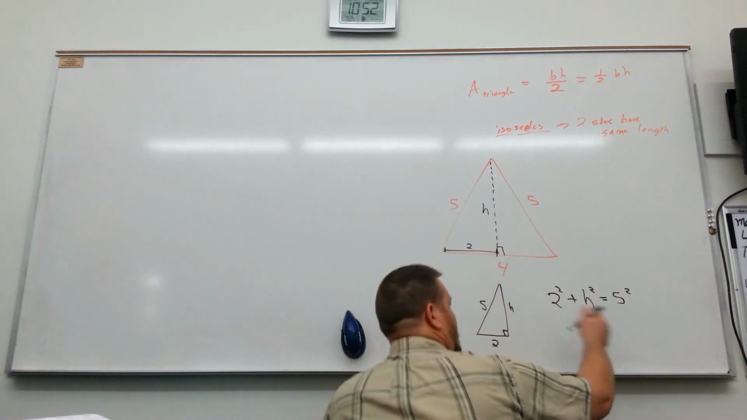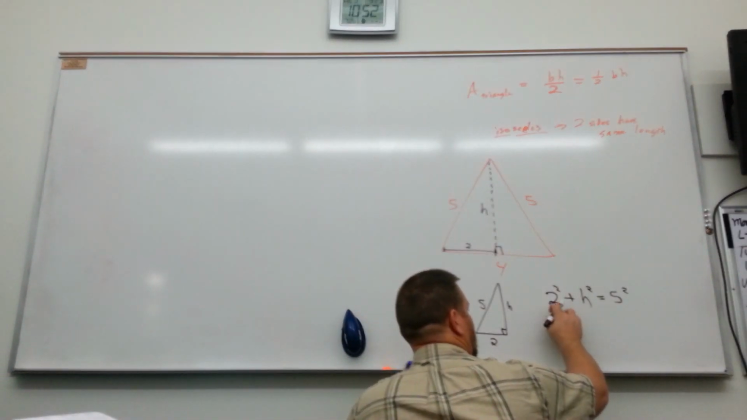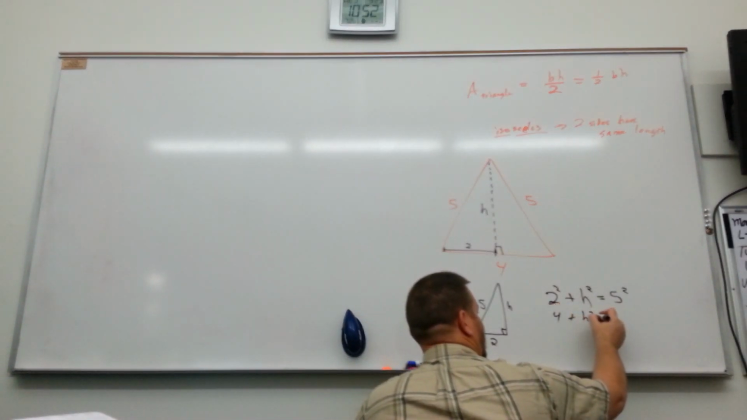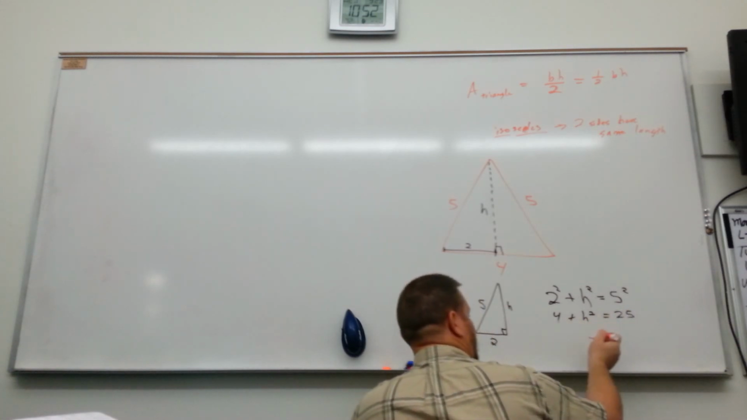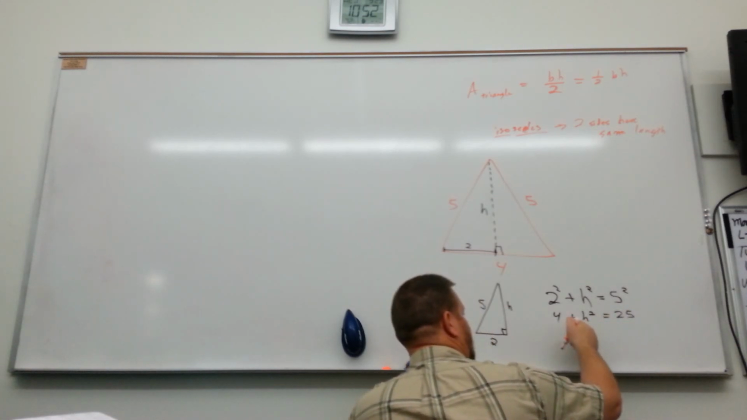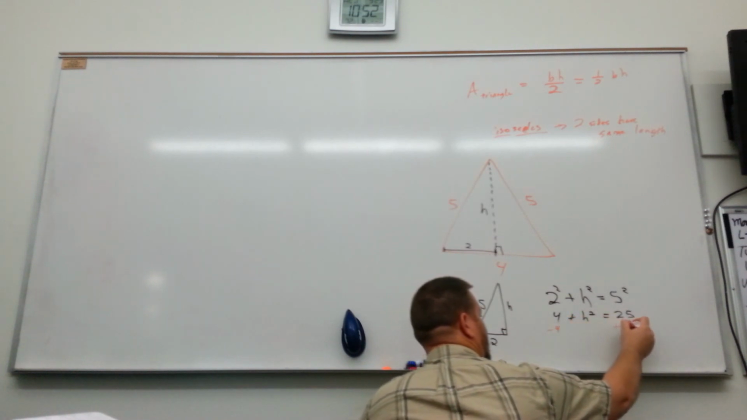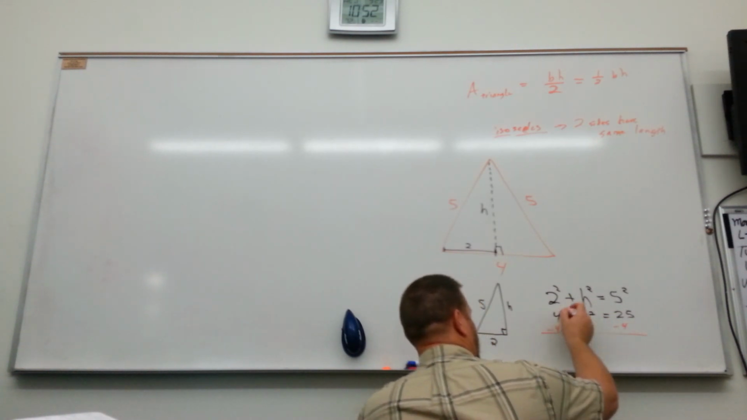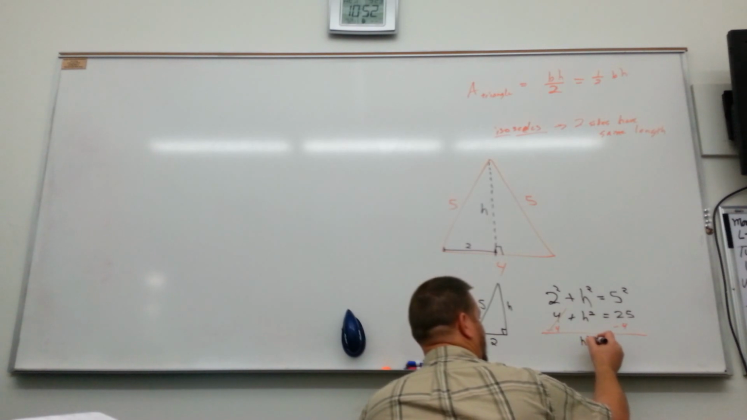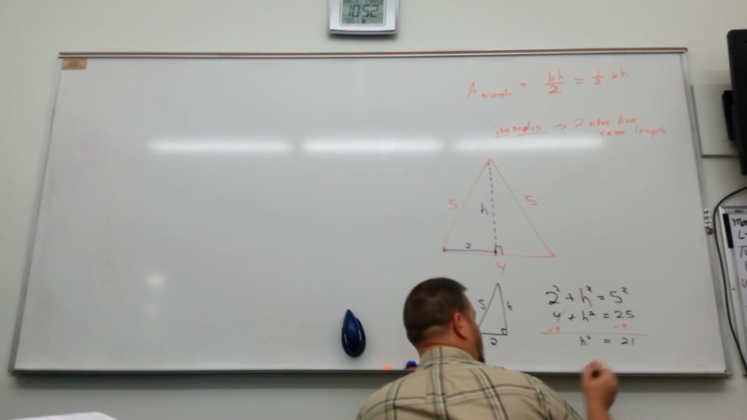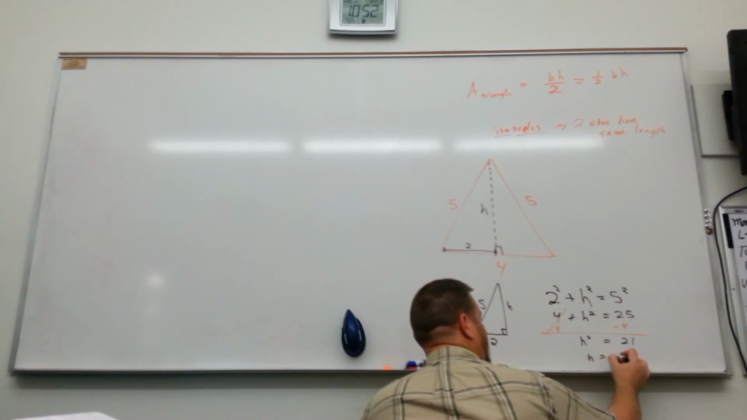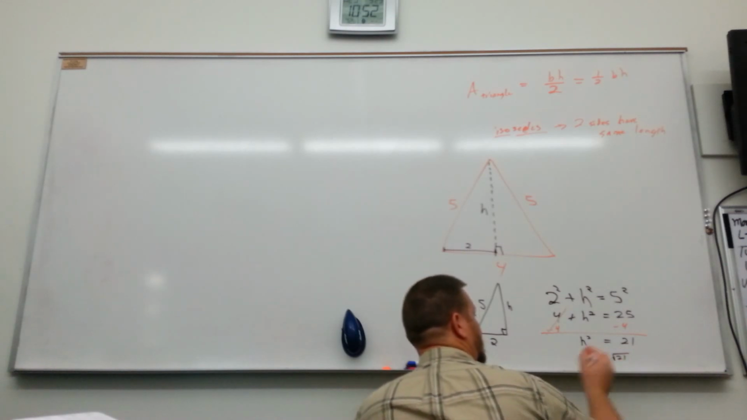So let's do this. 2 squared is 4. h squared, we just have to leave as h squared for now. 5 squared is 25. Solve this for h. We've got h squared plus 4, so we've got to subtract 4 from both sides. That cancels, and we've got h squared equals 21. Square root of both sides, and h is the square root of 21.